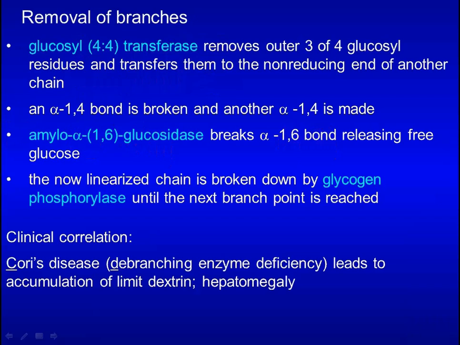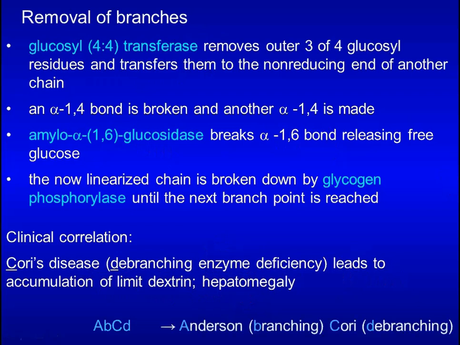Here is clinical correlation. Cori's disease is caused by debranching enzyme deficiency. The enzyme deficiency leads to accumulation of limit dextrin. Patients have hepatomegaly. To help you remember Anderson's disease and Cori's disease, here I use one mnemonic: A, B, C, D. AB refers to Anderson's disease caused by branching enzyme deficiency. CD refers to Cori's disease caused by debranching enzyme deficiency.